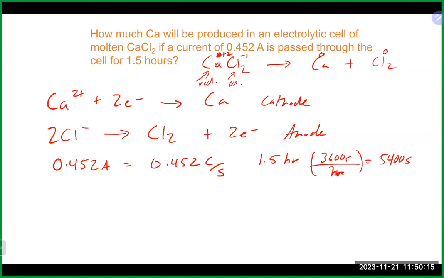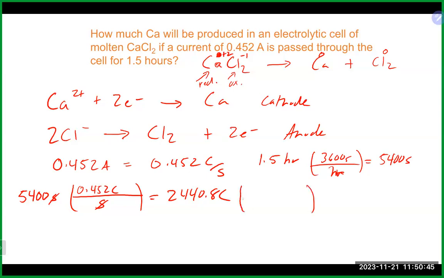So we have pretty much everything that we might want to use here. We're going to start with our time, and this is how long we're running this cell. We're going to use our amperage and times it by it. This will cancel out the seconds, and this will give us the electrical charge for our cell, which looks like it is about 2440.8 coulombs.